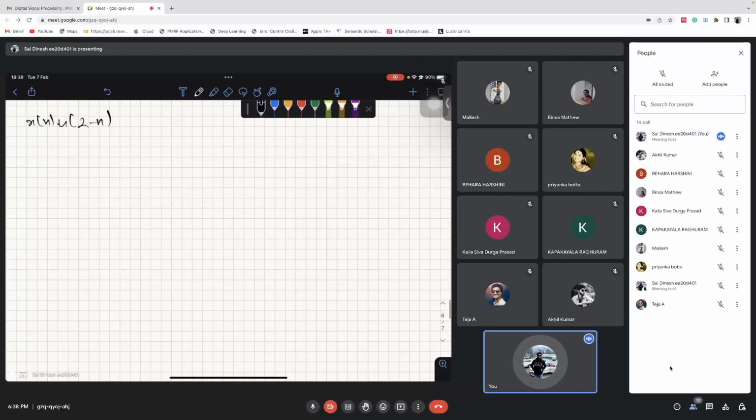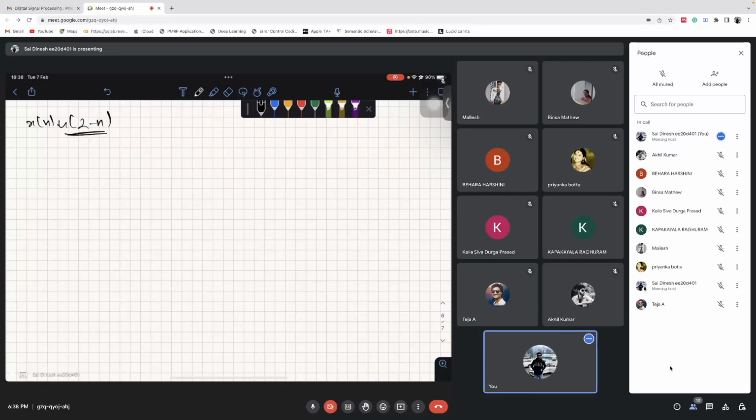Yeah, so x of n is equal to u of 2 minus n. Now again, this is a step signal that we have, which is reversed and shifted.